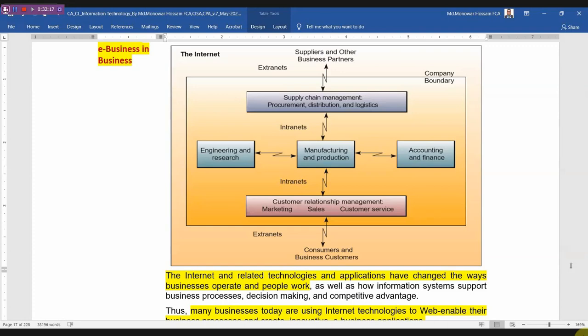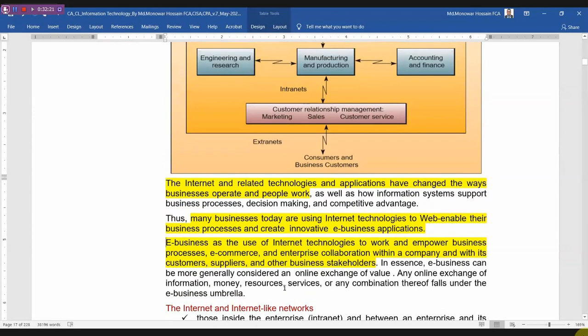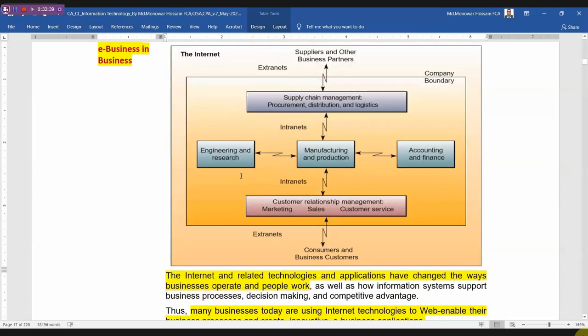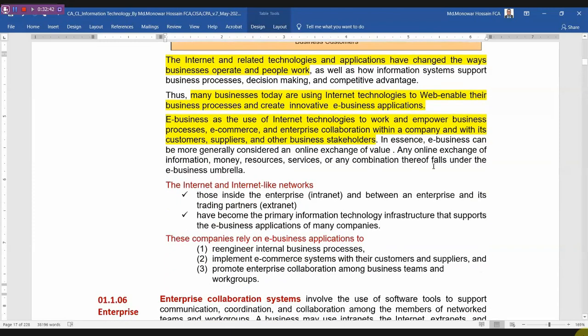So here we can integrate it all: e-business as the use of internet technology to work and empower business process, e-commerce and enterprise collaboration with the company and with its customers, suppliers and other business stakeholders within this picture here. E-business can be more generally considered an online exchange of value. That means online exchange of value, giving the money, taking the products or service. Any online exchange of information, money, resource, service, or any combination thereof falls under the e-business umbrella.